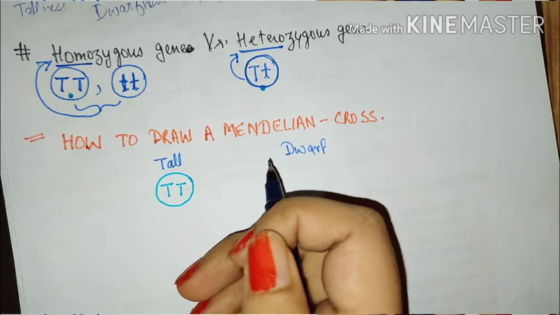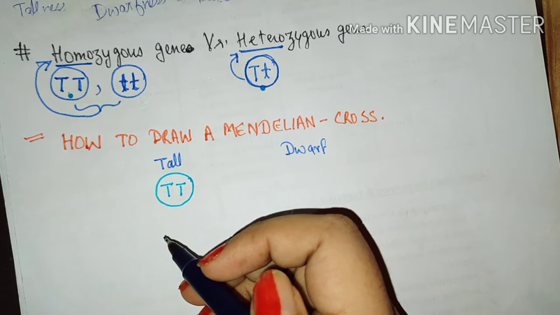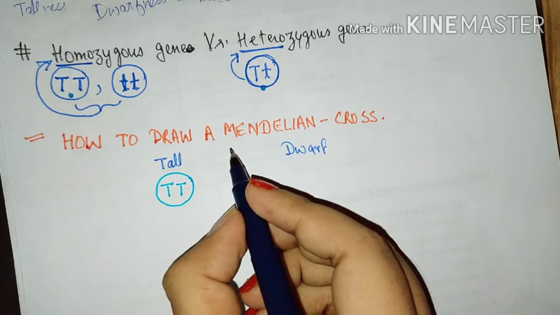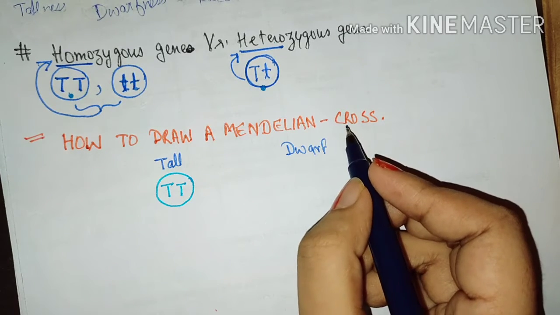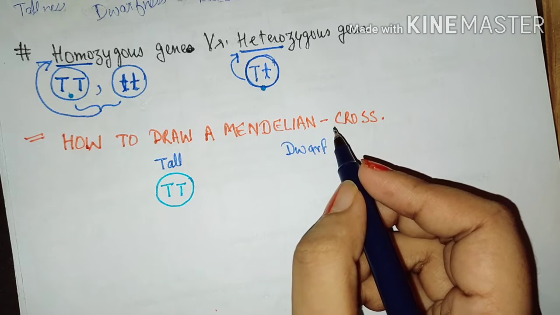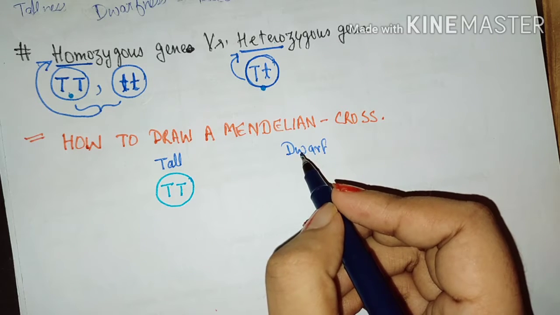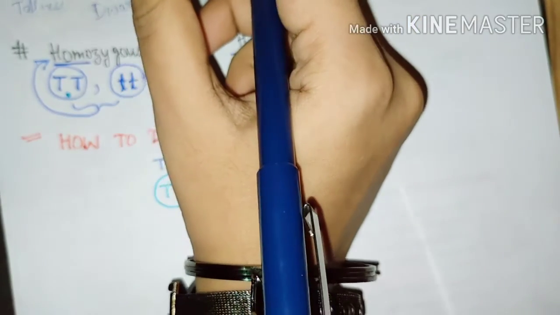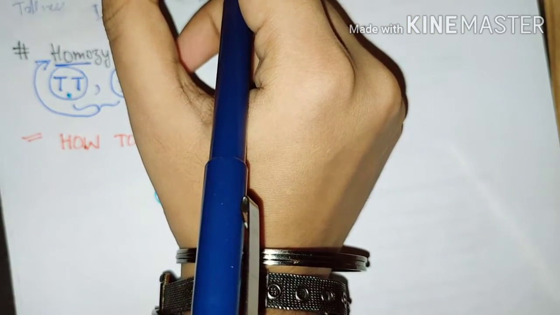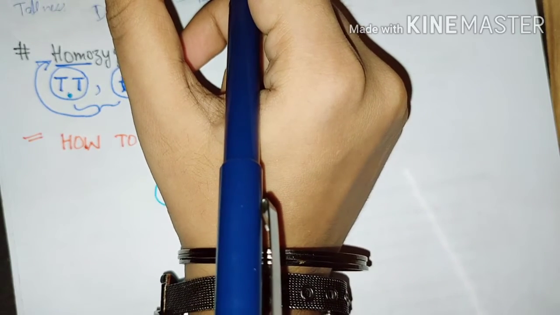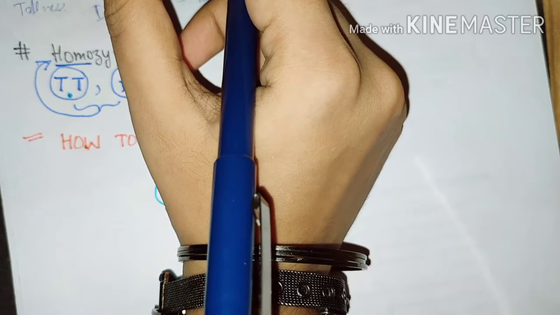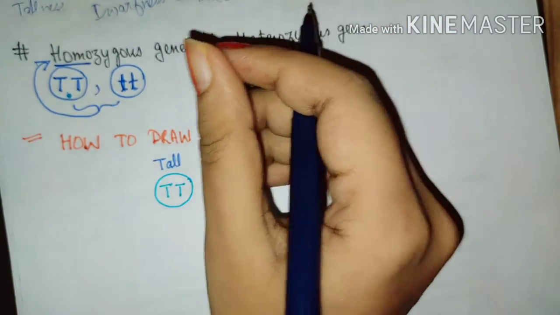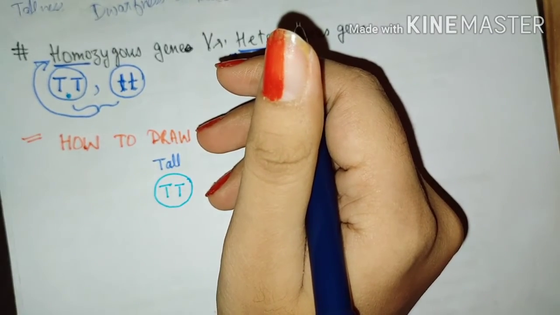Next thing, now I am going to explain to you how to draw a Mendelian cross. Mendelian cross, because all the basic concepts of genetics are given by Mendel. In the earlier lecture, you have seen what is monohybrid cross and what is dihybrid cross. Now you are going to learn how to draw a cross, because this question is often asked in your board exams in explanatory questions. They will give you the description and ask you to draw a cross based on those descriptions. So for that, I am telling you the process of how to draw a cross.